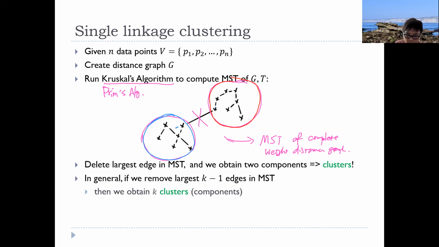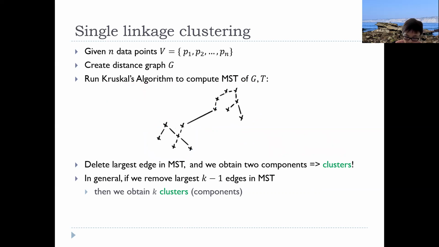If I didn't remove this edge, I want to get two clusters, so I want to remove an edge from the minimal spanning tree. Removing any edge gives me one extra component, because this is a tree; removing any edge would disconnect it. Suppose I didn't remove this edge, and suppose I removed this edge instead. If I remove this edge, what do I get? I get this component, and I get this component.